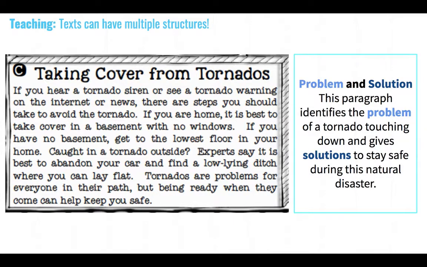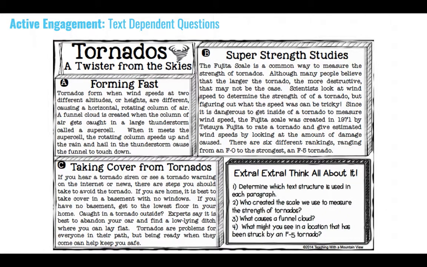Feel free to go back and pause the video on any of these screens, or look at the PDF of the slides that I have shared with you so that you can dig deeper and review these types of nonfiction text structures. After we've identified the text structure for these 3 paragraphs, we're going to answer 3 text-dependent questions. If you look down in the bottom right-hand corner where it says extra, extra, think all about it, we've already done step 1. Steps 2, 3, and 4 are these text-dependent questions, and we're going to answer those together.